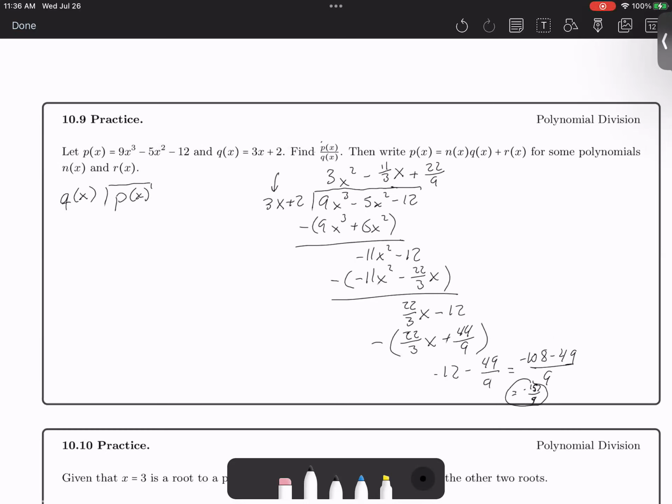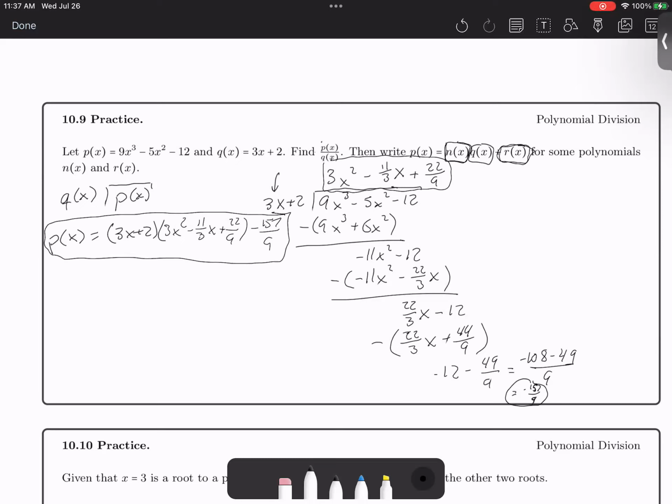So we're done. And we can write p of x as q of x, which was the 3x plus 2, times the quotient, the result of that division, 3x squared minus 11 thirds x plus 22 ninths. But we weren't able to do that evenly. We had a remainder. The remainder was minus 157 over 9.